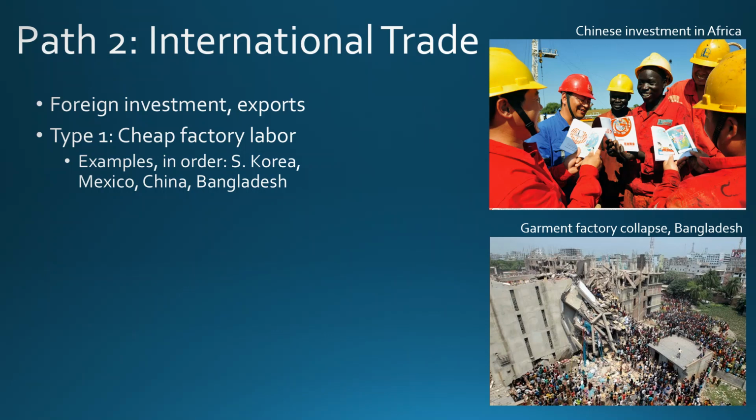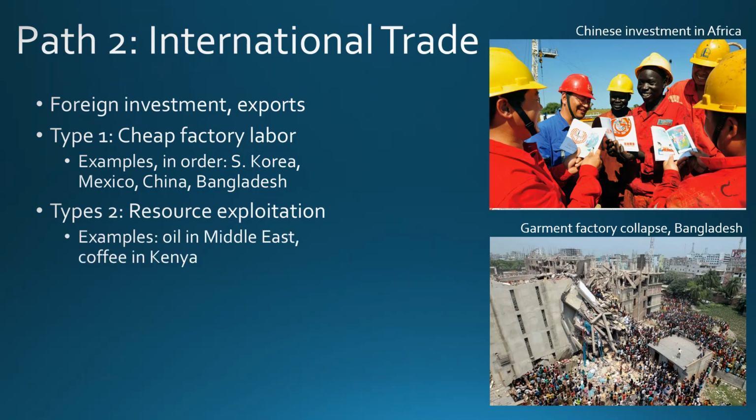And you also have places like China now who are part of this cheap factory labor now investing in other places, in particular in Africa. Type 2 is resource exploitation. An example of this is oil in the Middle East or coffee in Kenya, right?